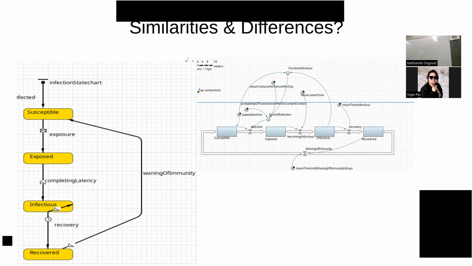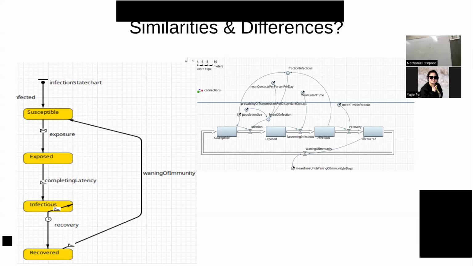Potato, potato, tomato, tomato, basically the same thing. Look: susceptible, exposed, infectious, recovered. We call them flows on the right, we call them transitions on the left, really the same thing. That's understandable. And it's also completely wrong.